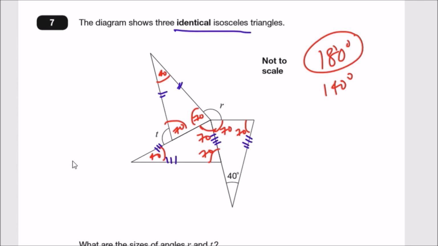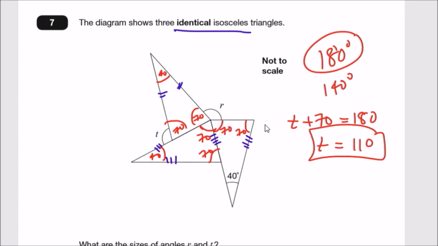All right, so this is easy now. So first things first, let's discuss T. So T appears to be on a straight line where we've got T and 70 must make 180. So angles on a straight line add up to 180. So T plus 70 must be 180. So subtracting 70 should get 110.